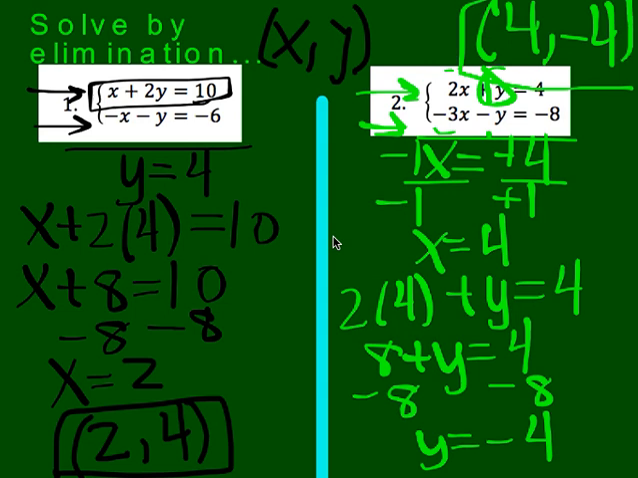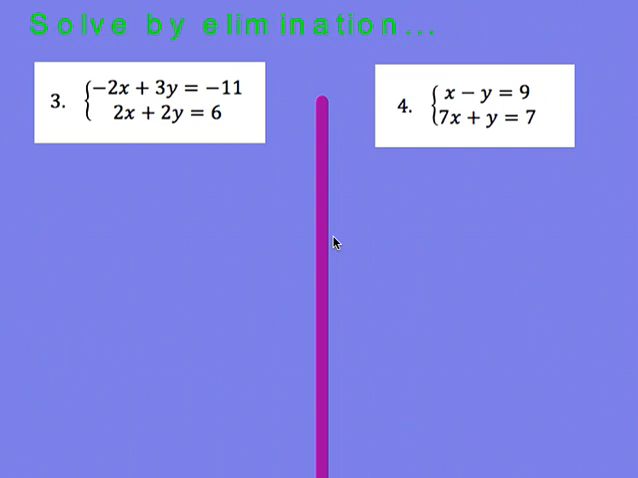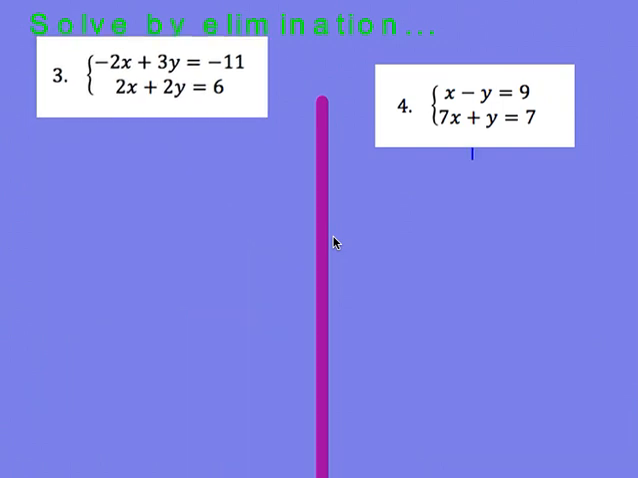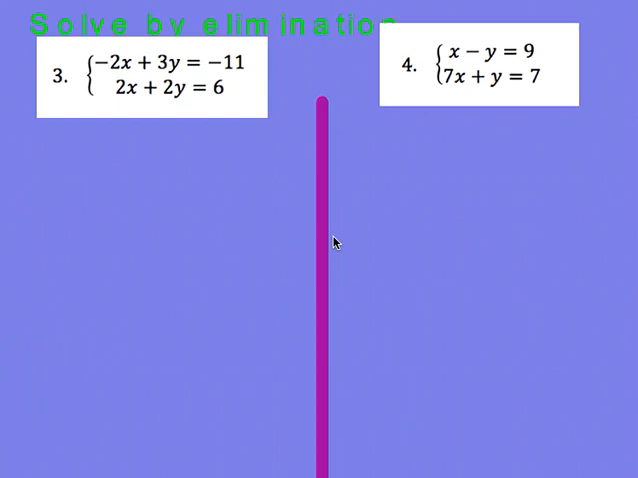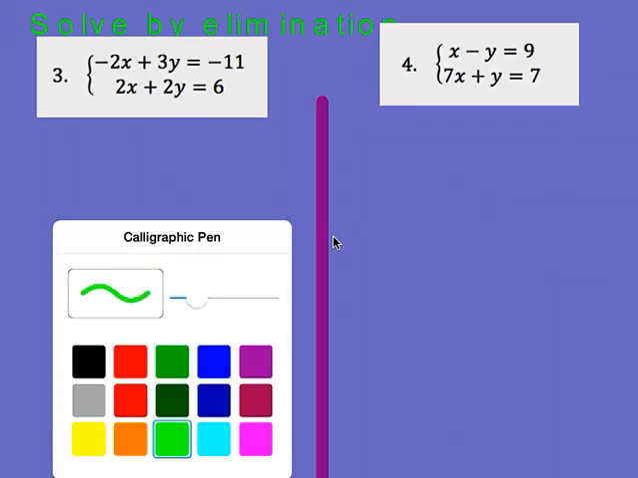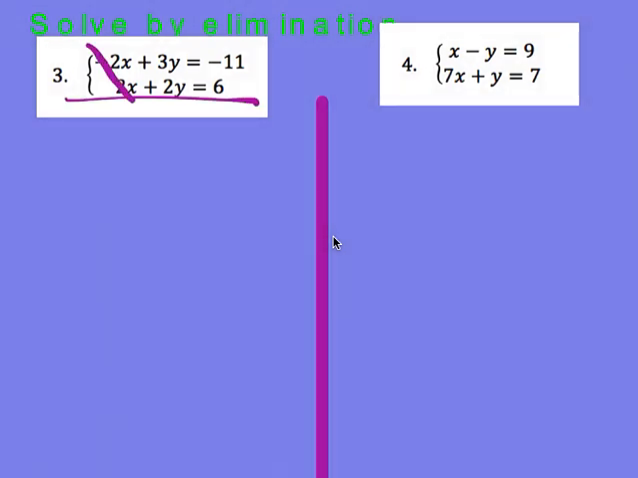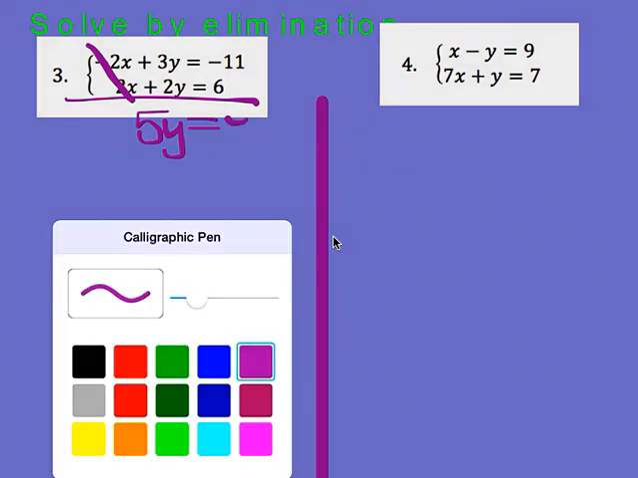Okay. Next, let's take a look at number 3. So for number 3, I notice that my x's have negatives, and a positive. So I have a negative 2x and a positive 2x, which means I can just add down the columns because I already have my opposites. So those are going to cancel out. So then I'm going to have 3y plus 2y, which is going to give me 5y, and that's going to be equal to negative 11 plus 6, which is going to give me a negative 5.